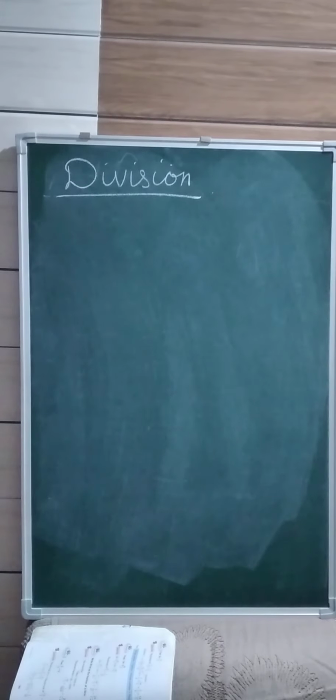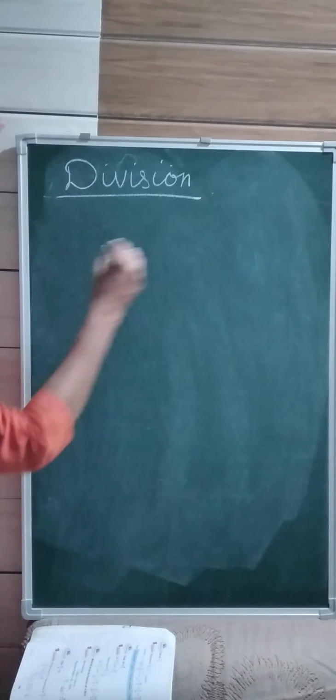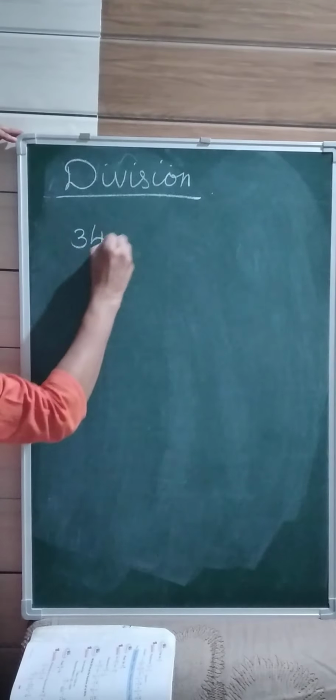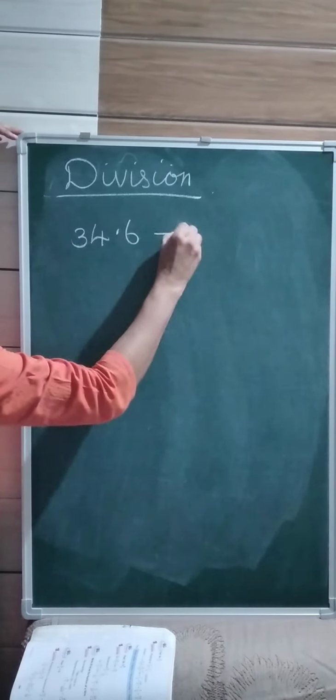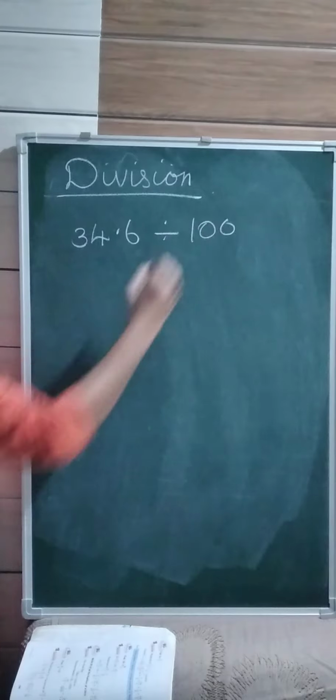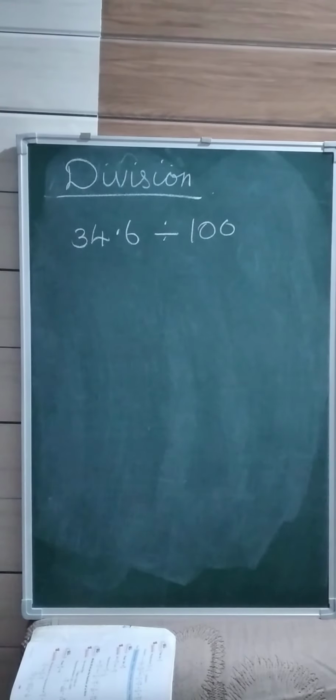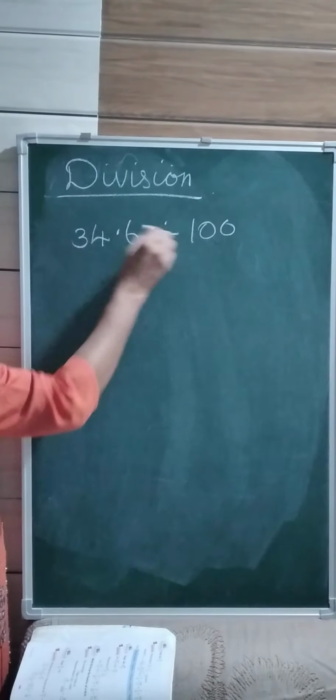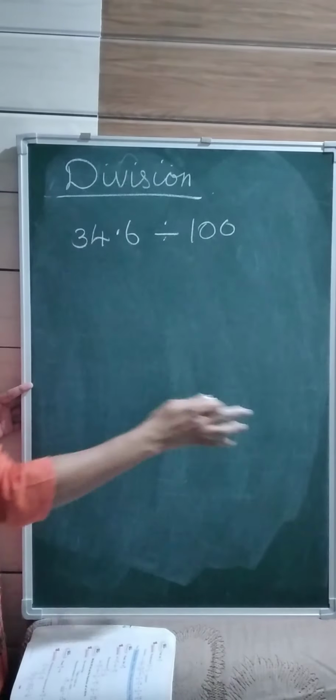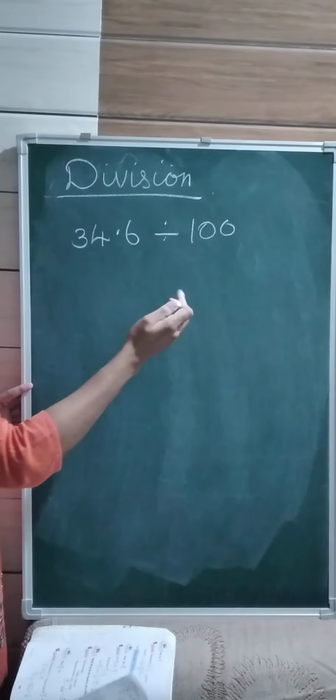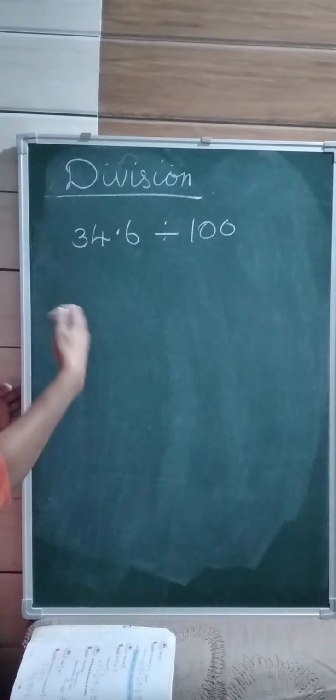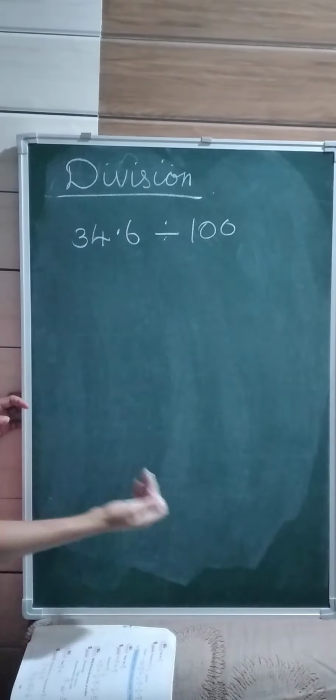Yes children, for the division how can we do? First we are doing the division by tens multiples. 34.6 divided by 100. Tens multiples are 10, 100, 1000, 10,000 like this way. We know for multiplication we are moving the decimal point forward. In division, the opposite way, we are moving backward, we are skipping backward.